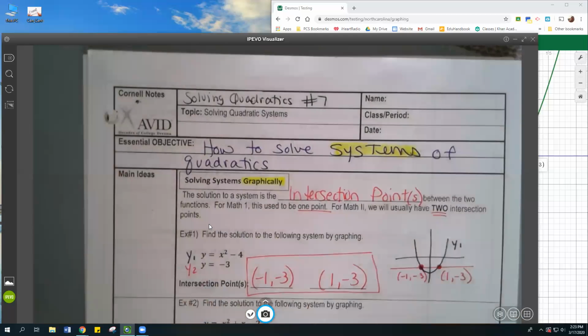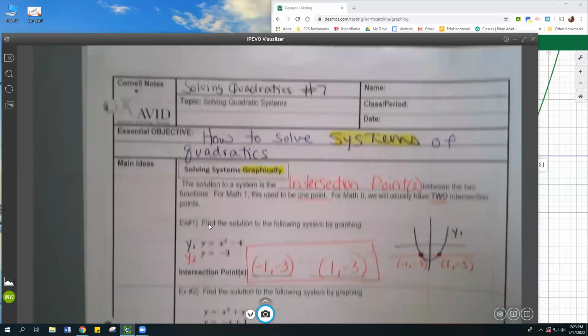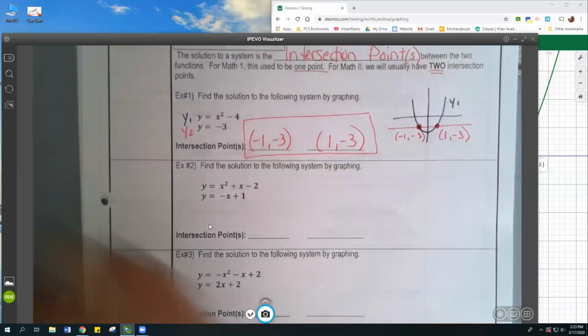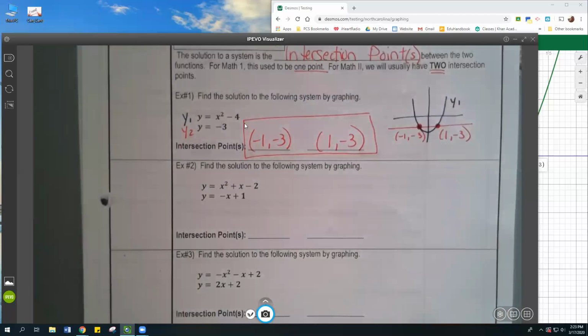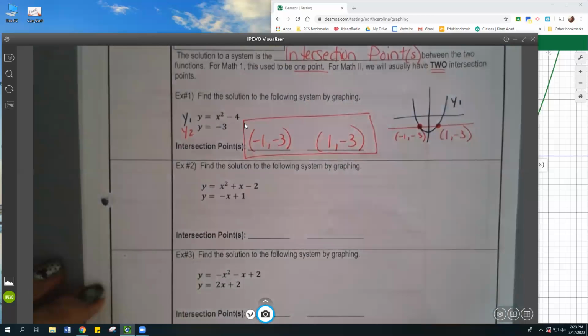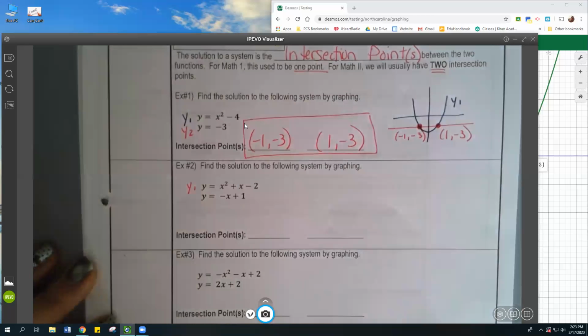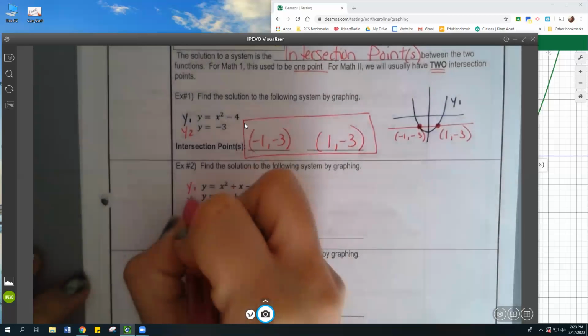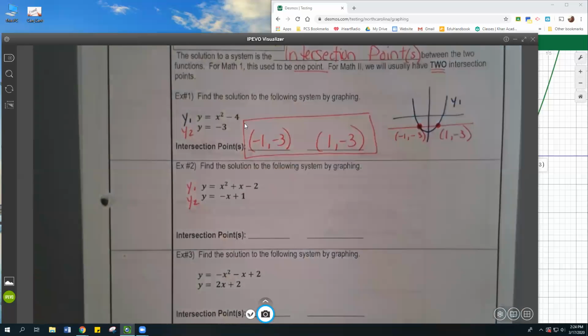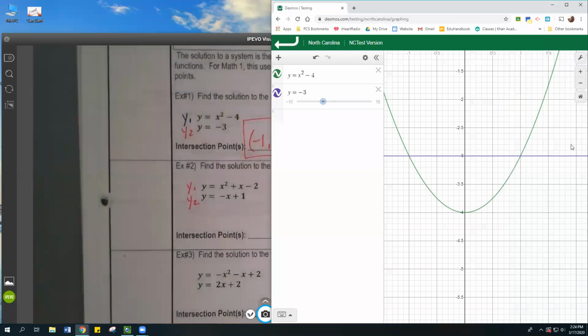Not too bad, huh? All right, let's take a look at number 2. So I'm going to do the same thing with number 2. I am going to plug my first equation into y1. That would be the first equation, and then I'm going to plug that guy into y2. So flipping back to Desmos, grabbing my keyboard.